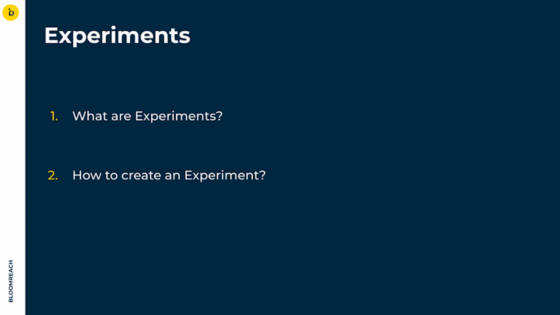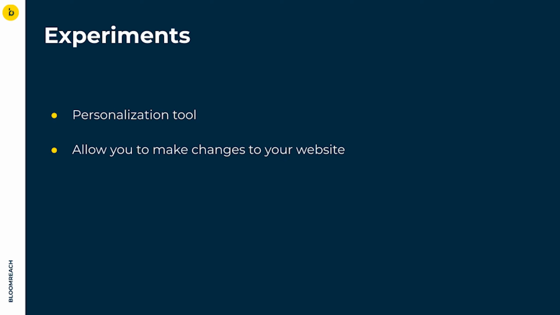In this video, we are going to cover experiments, what they are, and how they work in Bloomreach Engagement. Experiments are essentially the personalization tool for your website. They allow you to make changes to your website using a simple visual editor without the need to deploy code on your website. This can significantly decrease your time to value as you can make small changes to your website without relying on your IT department.